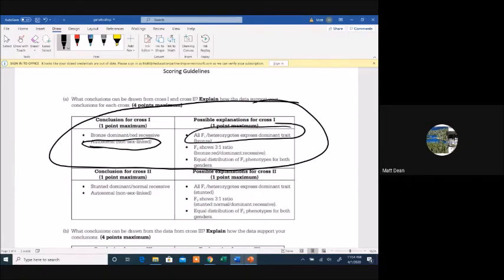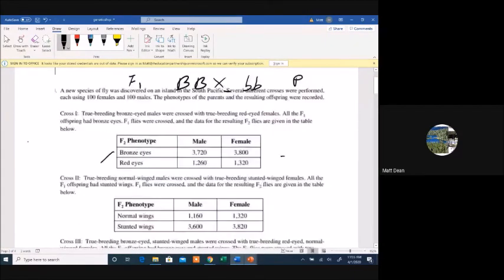All the F1s expressed the dominant bronze trait. The F2 show essentially a 3-to-1 ratio. There's equal distribution of F2 phenotypes for both genders. If you said one thing out of this box and you backed it up with one thing out of this box, you got 2 points for cross 1. Let's go back and look at cross 2.